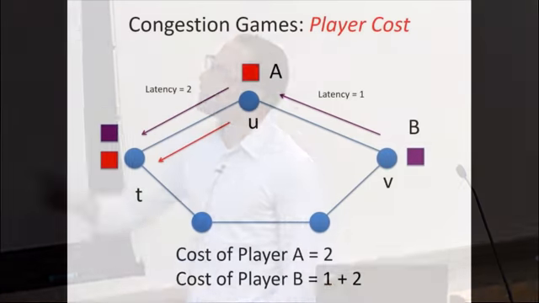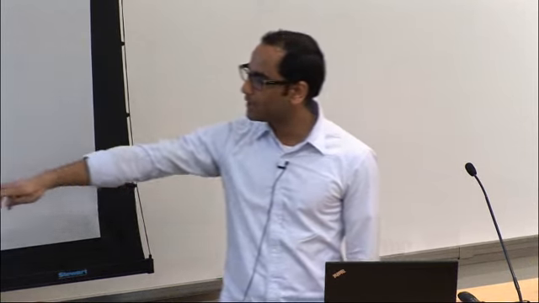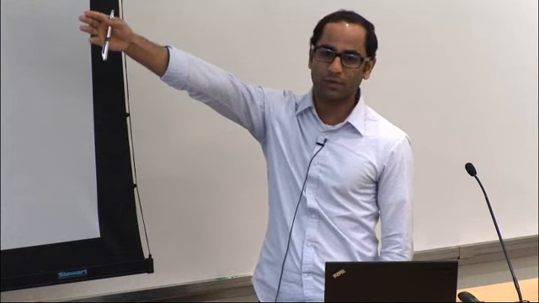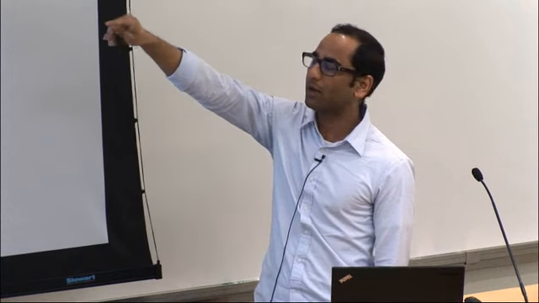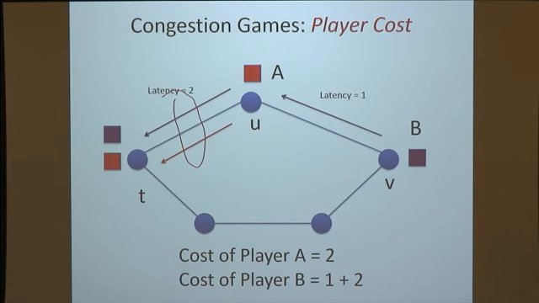And so let's see on this example, the latency seen by player B is 1 on the first edge and 2 on the second edge, because both the users are using the same edge. So his cost is 3. On the other hand, the cost of player A is 2, because he's only using the first edge, and the latency on that edge is 2.